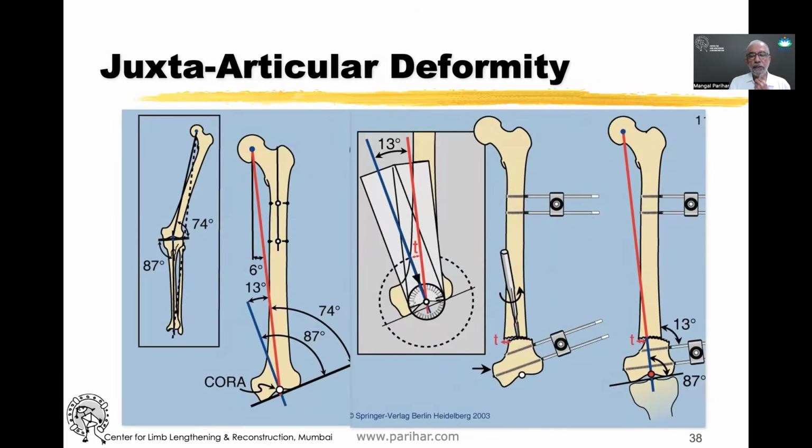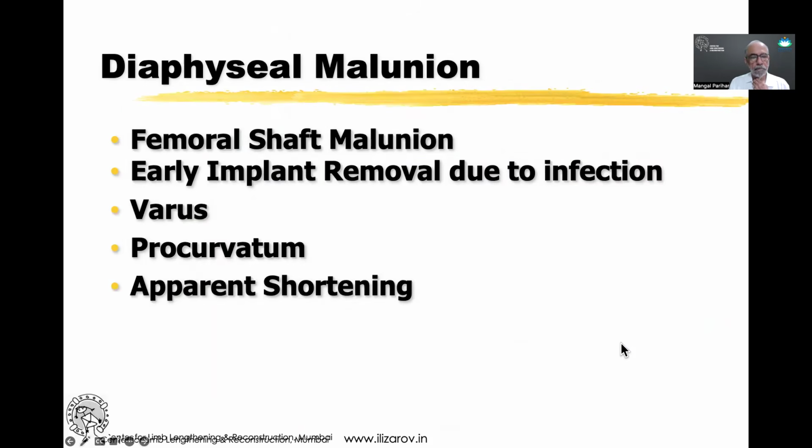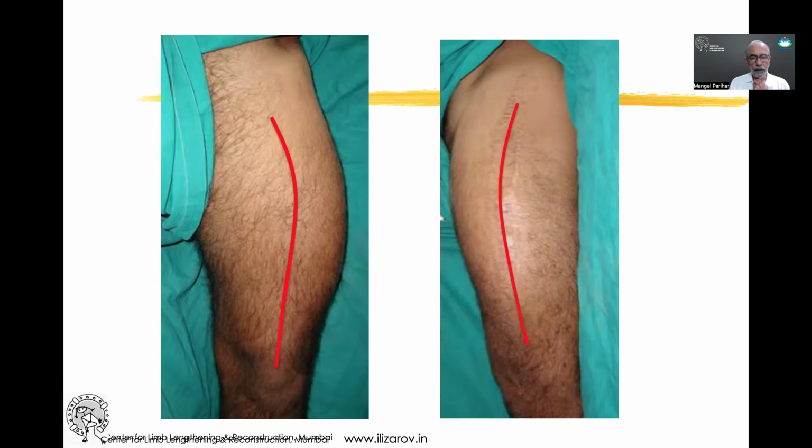And that is what happens in these juxta-articular deformities. The CORA is down here at the level of the knee. The osteotomy is higher up. So to get your axis properly lined up, there has to be a certain amount of translation that happens in this area. So here's another patient with a femoral shaft malunion who had varus and procurvatum and apparent shortening, right?